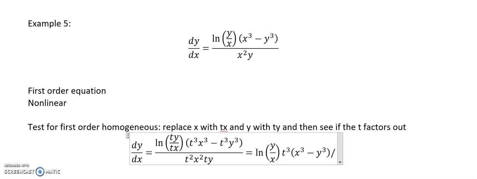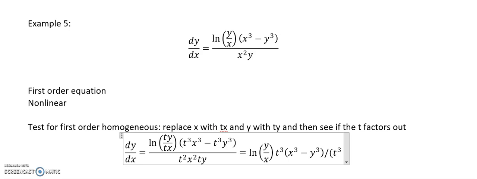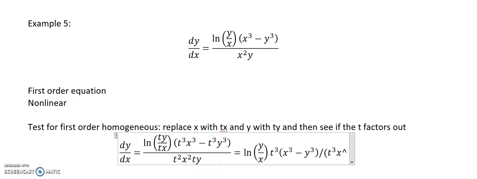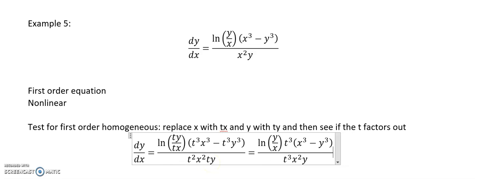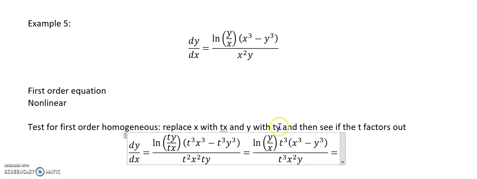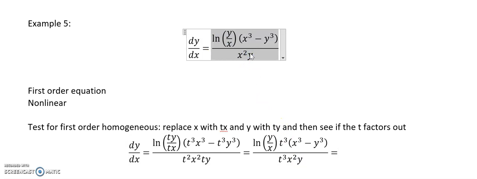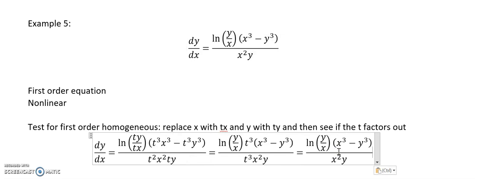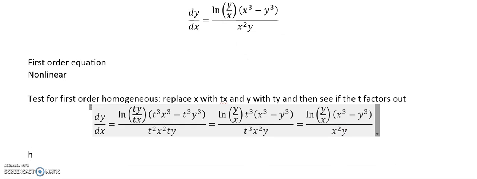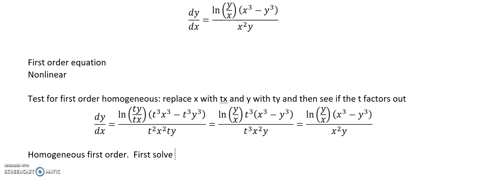And then in the denominator, I'm going to get t cubed, because I have t squared and another t, but then also x squared and y. And so now I can cancel out my t cubes, which is going to give me back my original equation. And so this is, in fact, homogeneous first order. If your equation is not in this format, first solve for y prime.